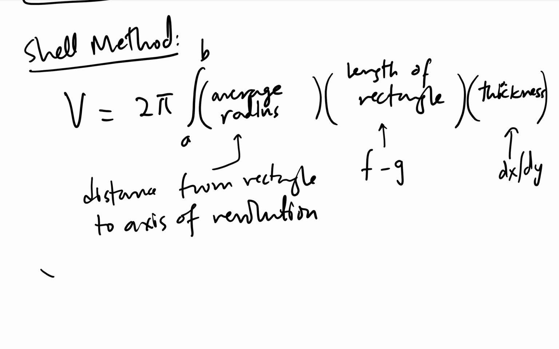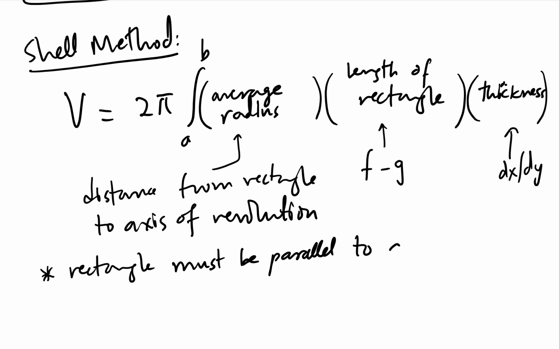One thing about the shell method, unlike what we did last time, the rectangle that we construct must be parallel to the axis of revolution.